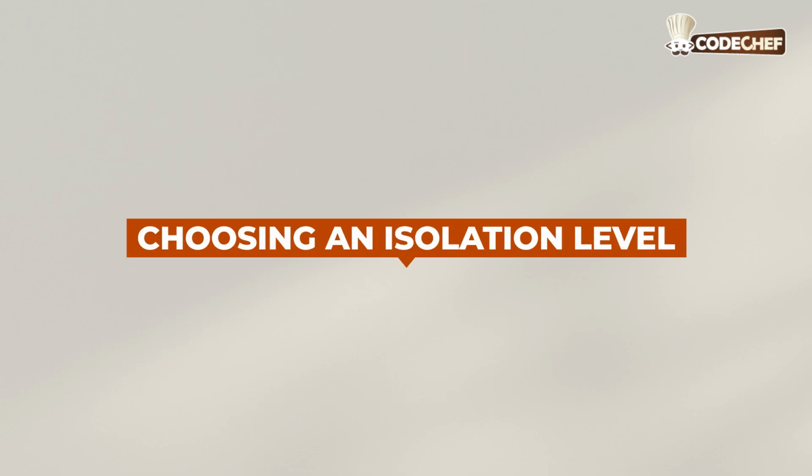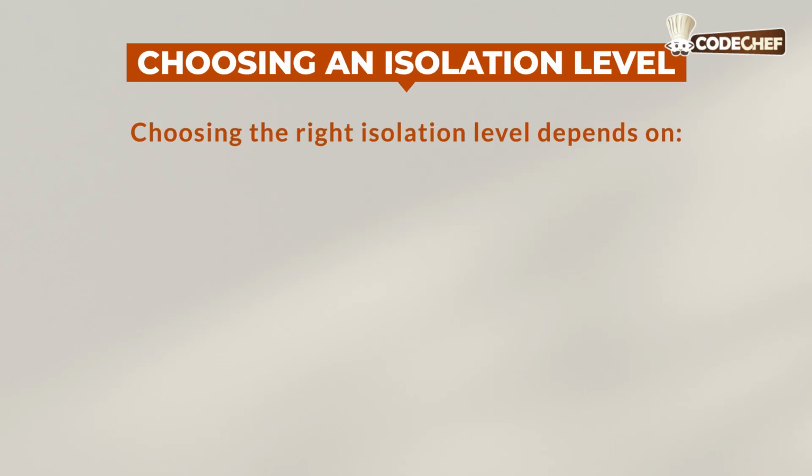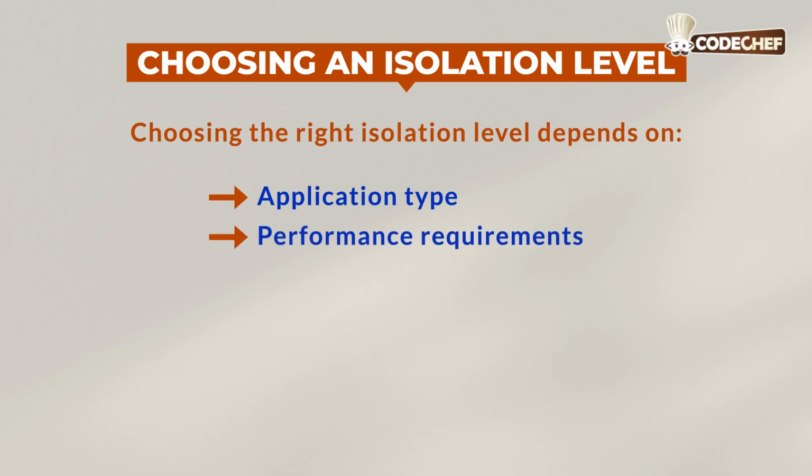How to choose an isolation level? Choosing the right isolation level depends on the application type. So what is the functionality of your database? Second, performance requirements, and third, data criticality. The more critical data a database has, the higher the isolation level should be.